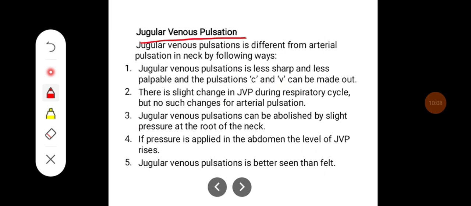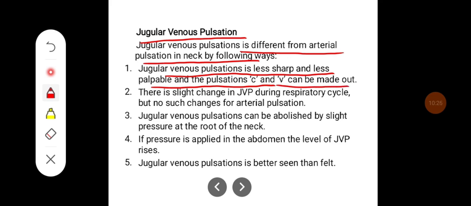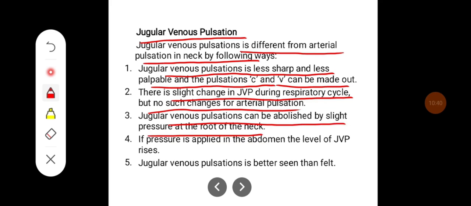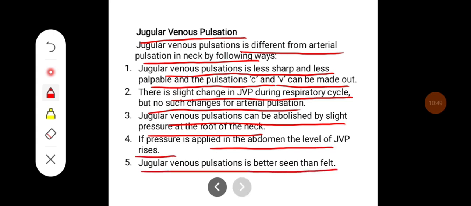Jugular venous pulsation is different from arterial pulsation in neck in the following ways. Jugular venous pulsations are less sharp and less palpable, and the pulsations C and V can be made out. There is a slight change in JVP during respiratory cycle, but there is no such change in the arterial pulsation. Jugular venous pulsation can be abolished by slight pressure at the root of the neck. If pressure is applied in the abdomen, the level of JVP rises. Jugular venous pulsation is better seen than felt.